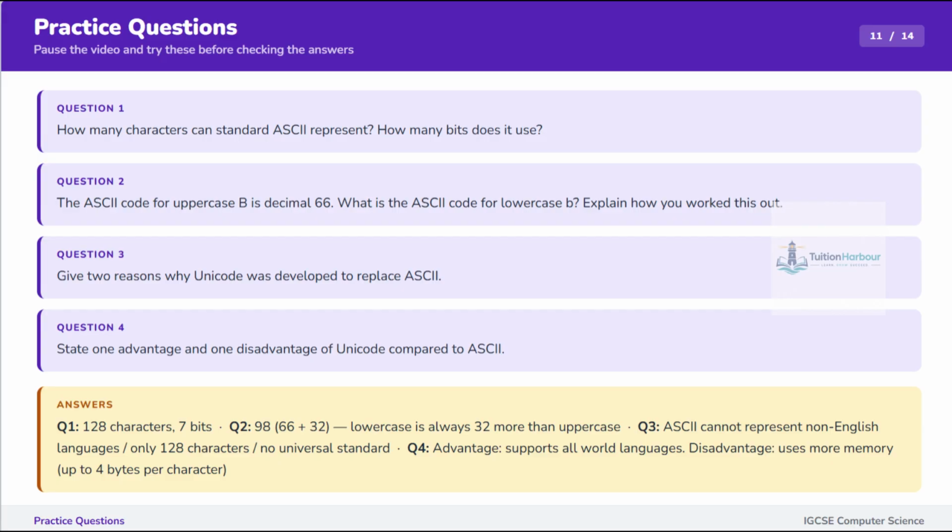Question 1. How many characters does standard ASCII have and how many bits does it use? Question 2. If uppercase B is decimal 66, what is lowercase b? Question 3. Give 2 reasons why Unicode was developed. Question 4. State one advantage and one disadvantage of Unicode over ASCII.